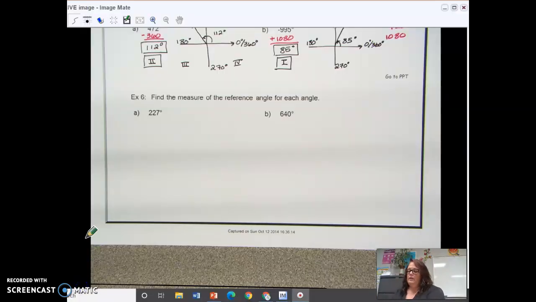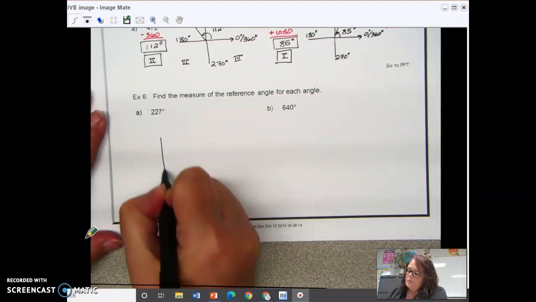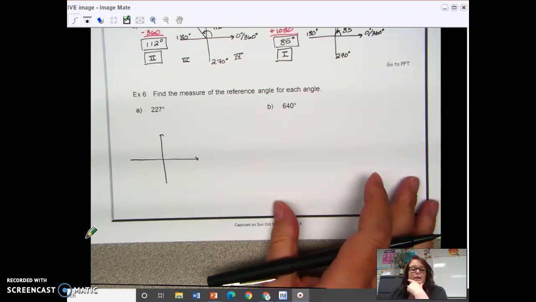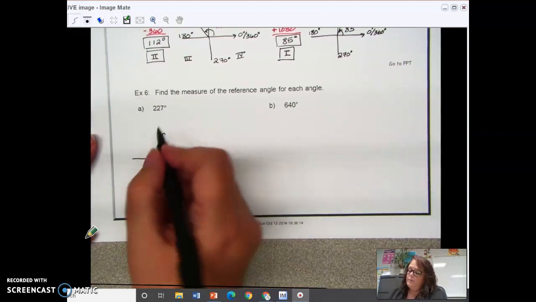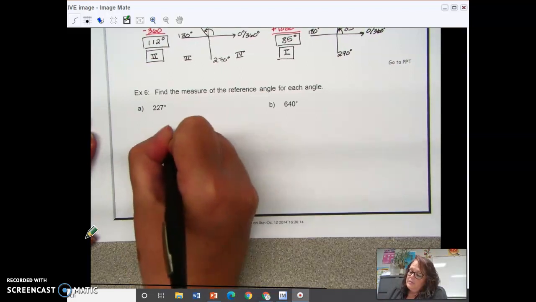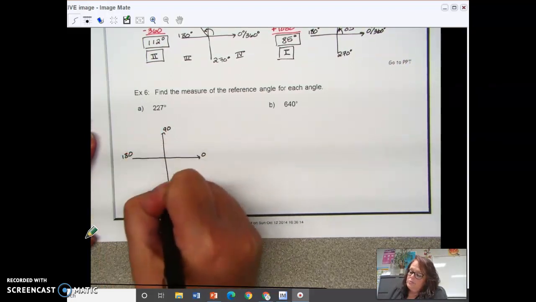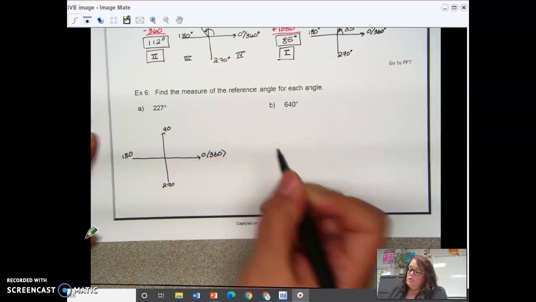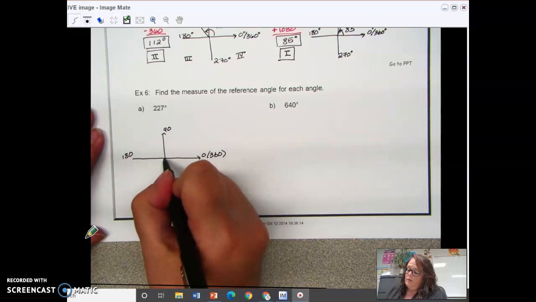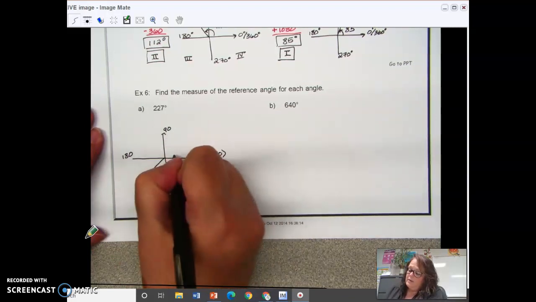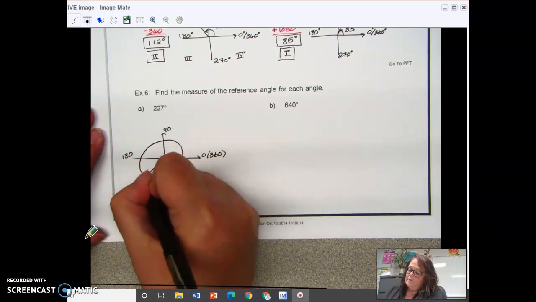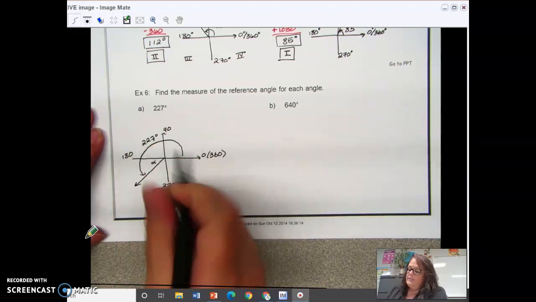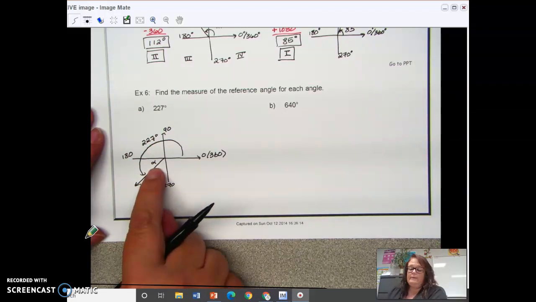So over here, if we look at 227 degrees, that is not an acute angle measure, so that is not my reference angle. Remember, this is 0, this is 90, this is 180, this is 270, and this would go back to 360. And so 227 is somewhere in between 180 and 270. So this whole thing is 227 degrees. We want to figure out what is the measure of this little reference angle right here.